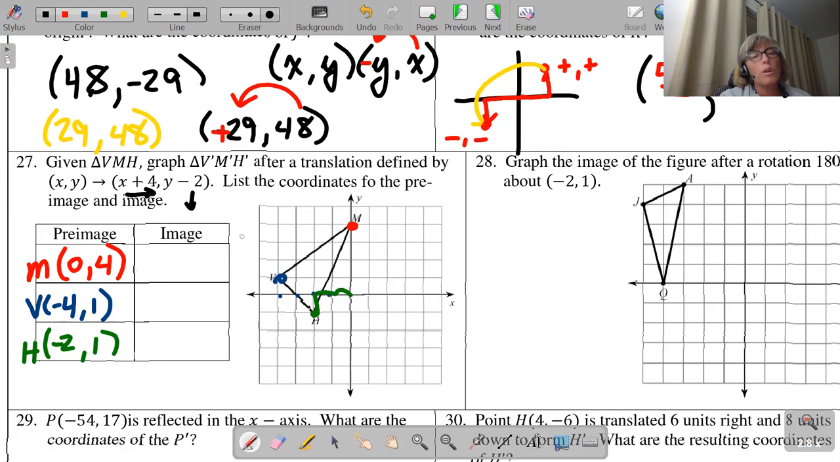So the first one, I'm going to bunny hop. You can see that you could physically bunny hop this if you wanted. We add 4, 1, 2, 3, 4. Then we go down 1, 2. There would your new coordinates be. That's called M prime. That is 4, positive 2. That would be your M prime.